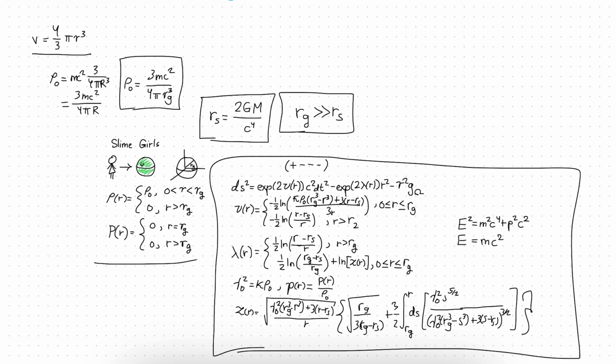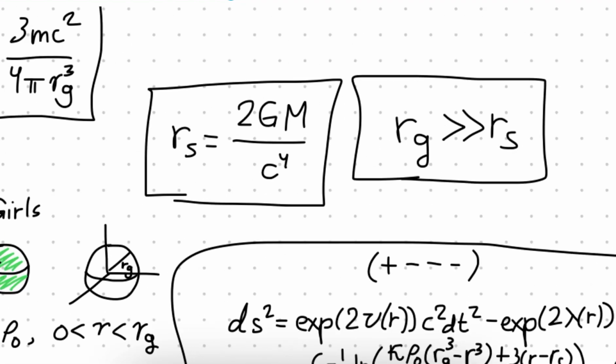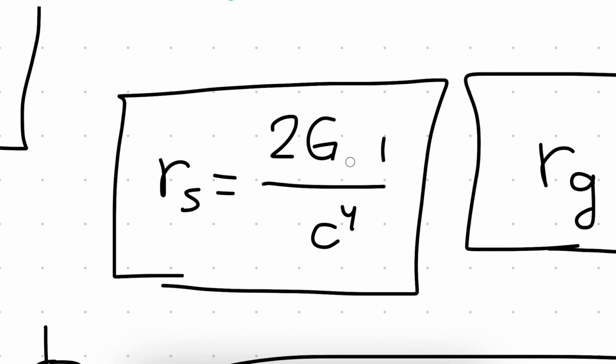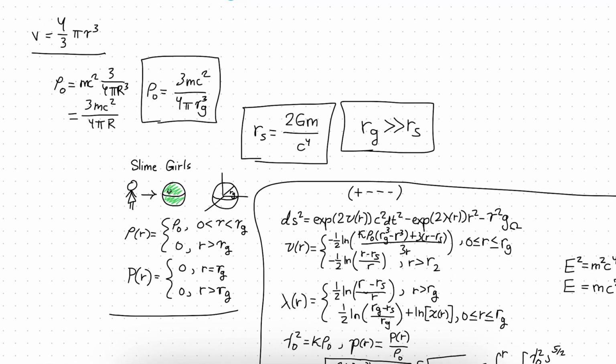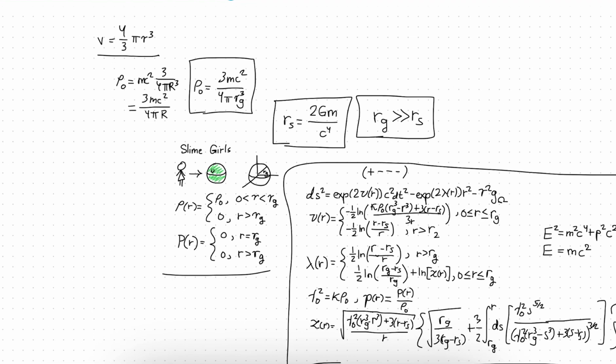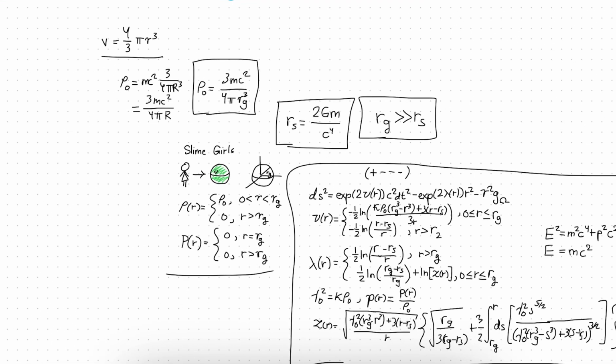And I must emphasize that if your slime girl does decide to turn into a spherically symmetric mass, they absolutely cannot shrink to 2gm over c to the fourth, which is their Schwarzschild radius. I'm going to write it in terms of the m in the last equation. So there. So Rg is strictly greater than Rs unless they want to die, so prevent them from shrinking below that. So this is just a short footnote.